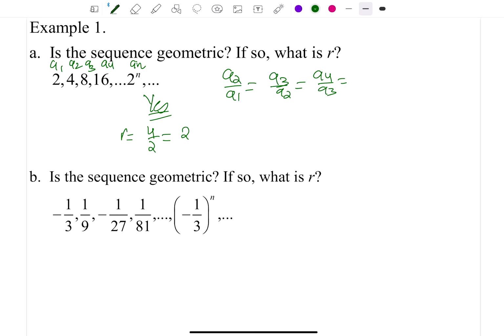The next example looks like, as I'm getting to the next term, we are multiplying with a negative 1/3. So r is negative 1/3, and yes, we are multiplying with negative 1/3 to get the next term. So yes, it's geometric, and r will be negative 1/3 in this case.